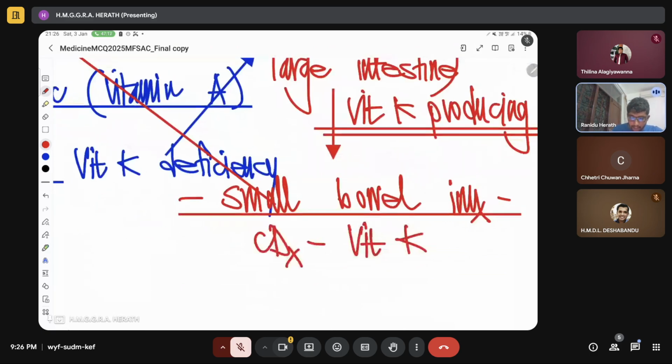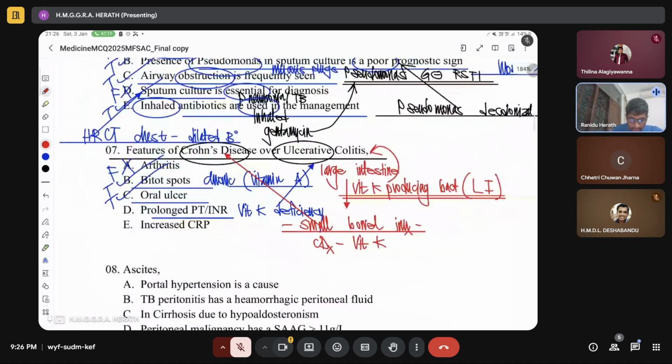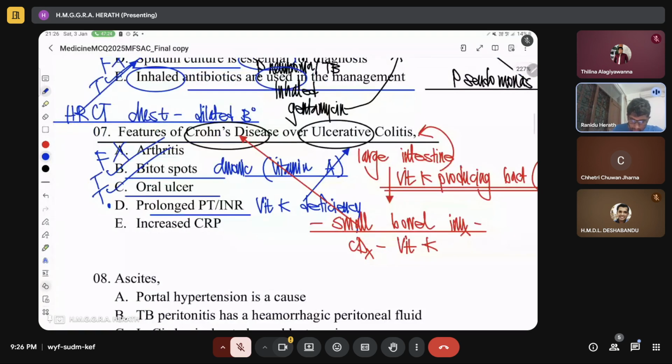So personally, I would not attempt this MCQ stem, because we need to remember to attempt only 3 to 4 stems. So with that, we'll go to the next one.